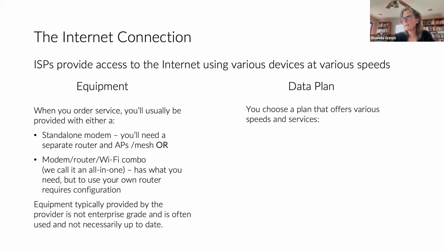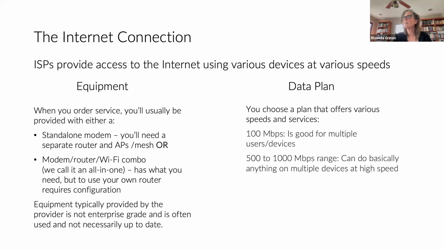And then there's the data plan. You choose the different speeds and services. You've got 100 megabits per second, so that's good for multiple users and devices. With anything from 500 to a gig, you can basically do anything on multiple devices at high speed. So the faster the connection, typically the more you pay.